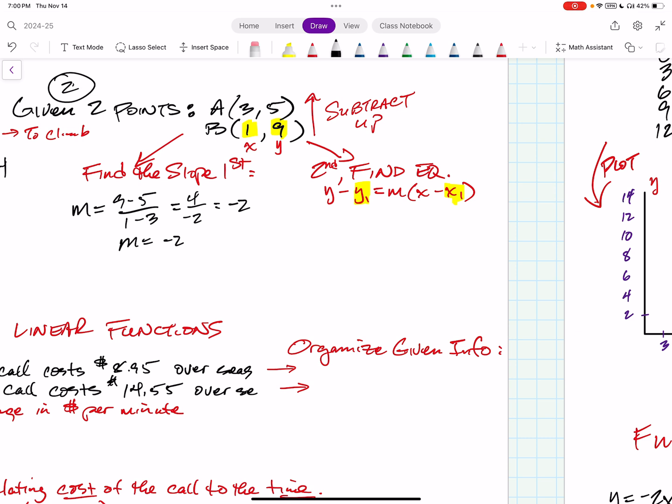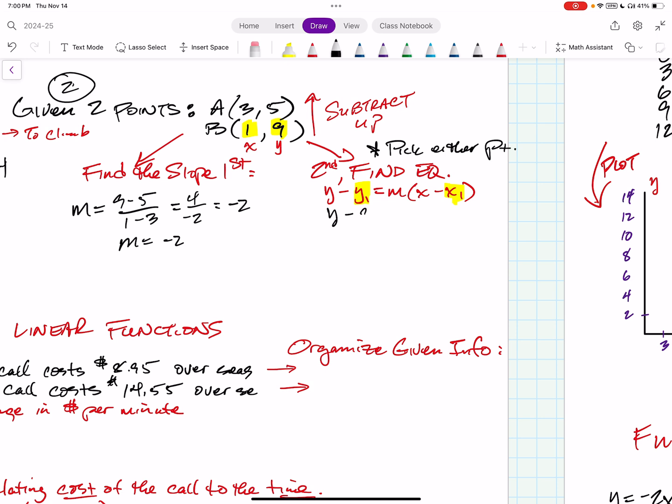Okay, so now you pick a point. It doesn't matter which point you pick. You have to pick either point. You don't have to pick A all the time. You can pick A or B. It really doesn't matter. We talked about that in class.